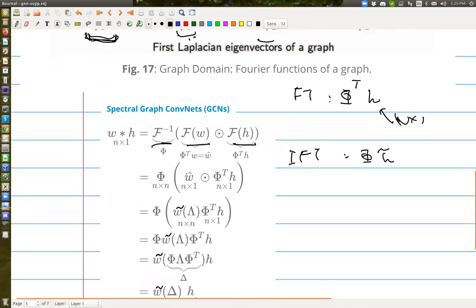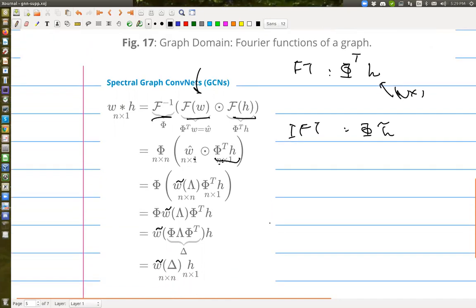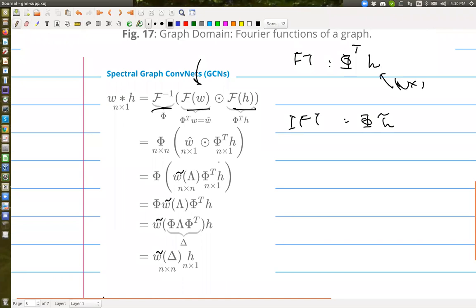Now, let's say this is the filter itself, W, and its Fourier transform is W hat here. And this is the signal's Fourier transform, H hat. Then I do an element-wise product, which is N by one. I think those people have a bug here and didn't realize it. Because I played with graph signal processing for the last several years, I'm a little more familiar with this. But I guess the machine learning people don't bother with this.